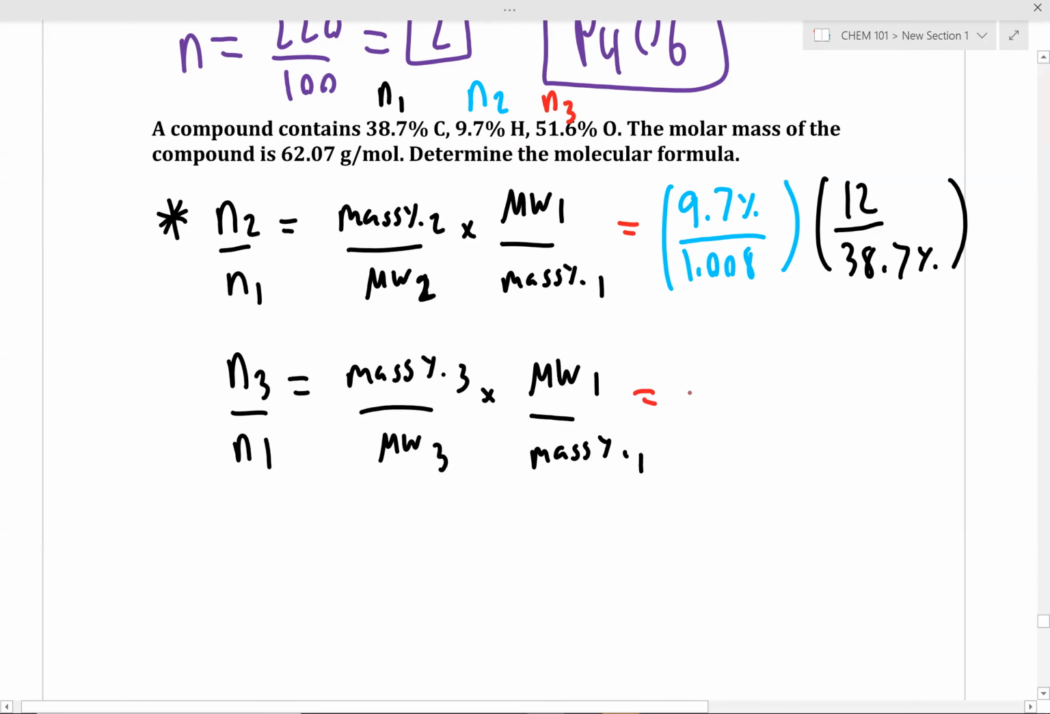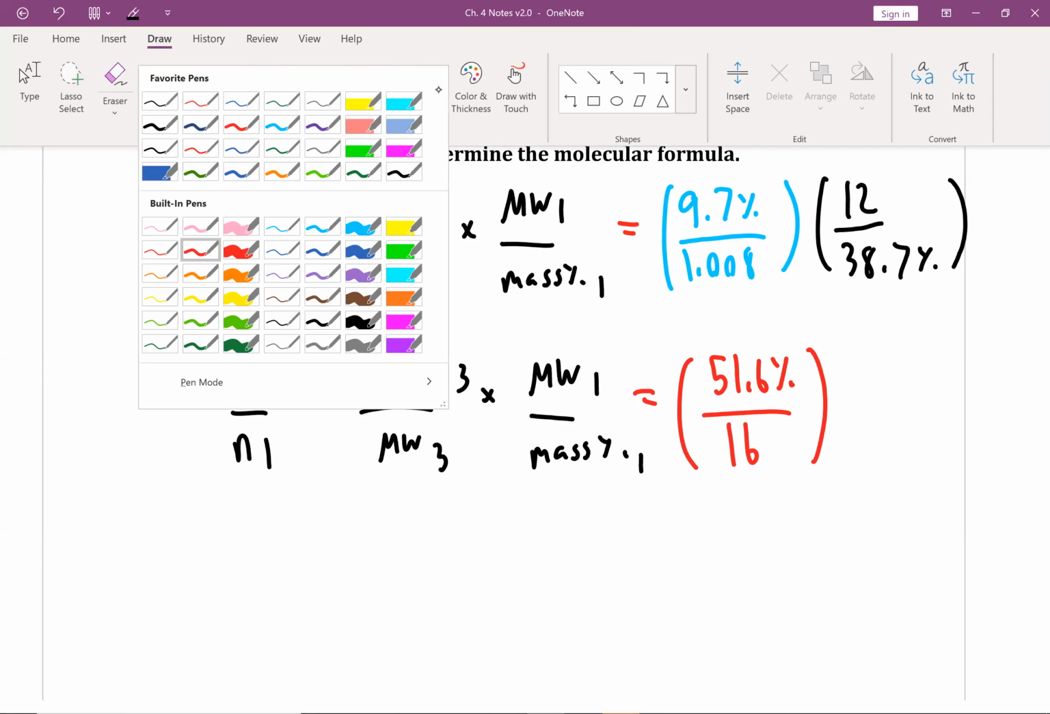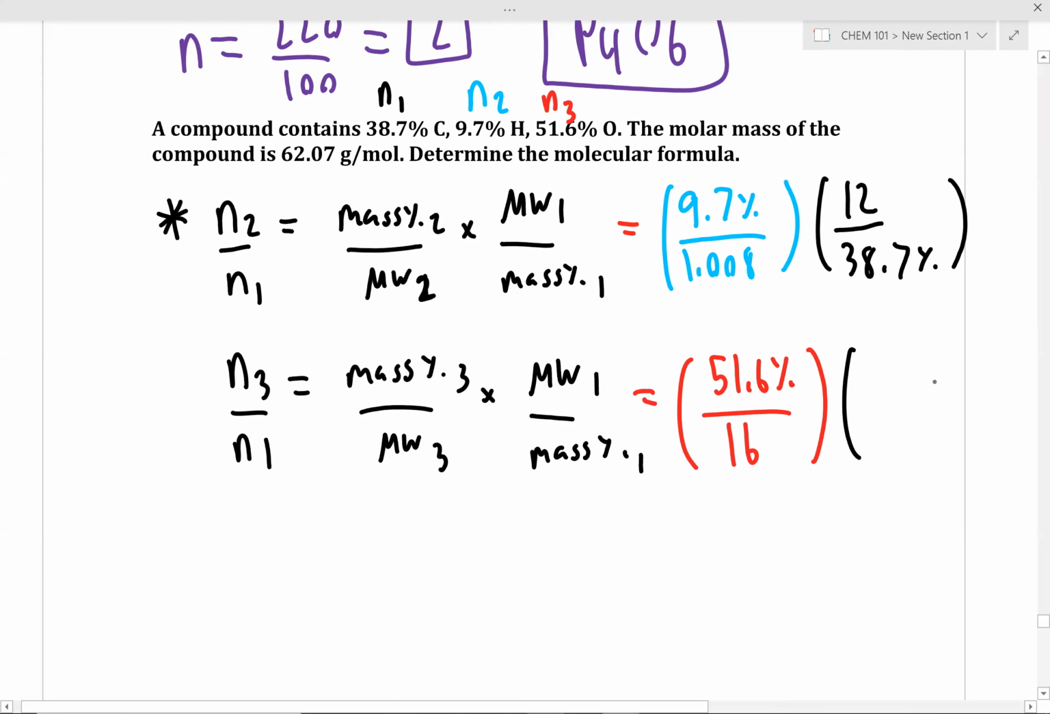We're next going to look at the ratio of N3 to N1. What is the mass percentage of N3? What did we label as N3? Yep, 51.6, which is the mass percentage of oxygen. What is the molar mass of oxygen? 16. Okay, and then we're dividing by the moles of carbon, and we already know our expression for the moles of carbon, which is the molar mass over the mass percentage. Wonderful. Okay, so we have the schematic prepared.